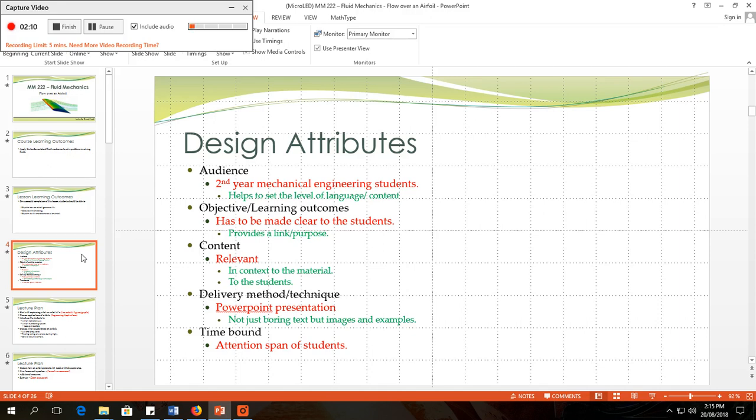And the delivery method, the presentation or the lecture should not only contain text, but it also needs to have images as well as examples, and all of this needs to be time bound. We need to understand that students have a short attention span, and we need to provide or give information in blocks.